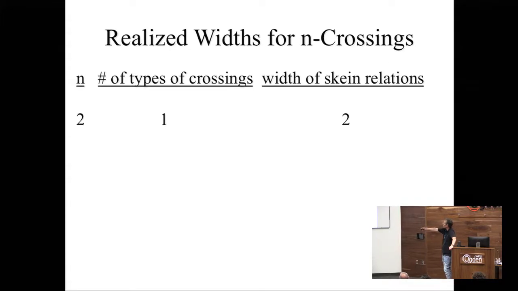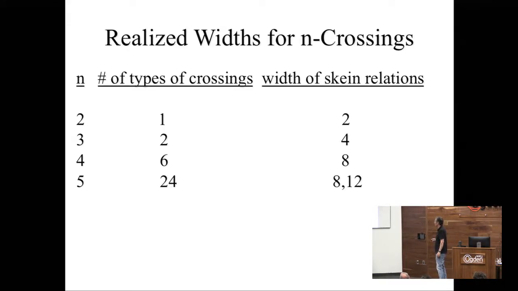When n equals 2, if I look at 2 crossings, as I said, there's only one type of 2 crossing, and the width of the skein relation is 2. For n equals 3, there are 2 different kinds of crossings, and the width of the skein relation is 4. For n equals 4, 6 types of crossings, the width of the skein relation is always 8. Here is where things start getting messier. When n equals 5, there are 24 different crossings, so 24 different skein relations, and they start having different widths, okay?